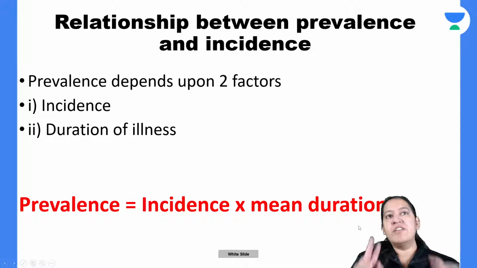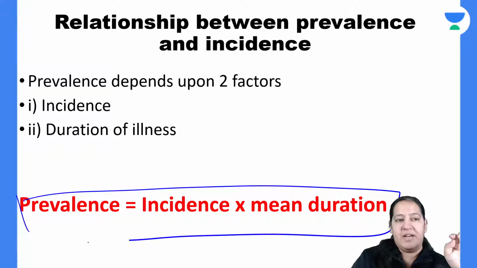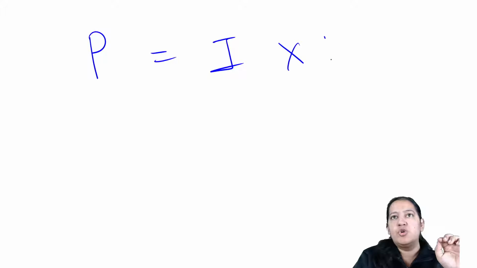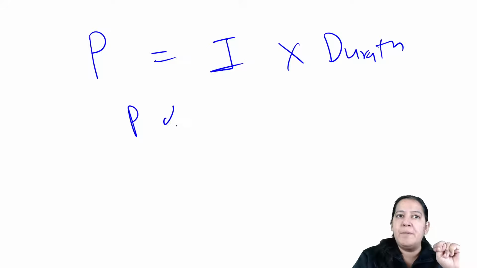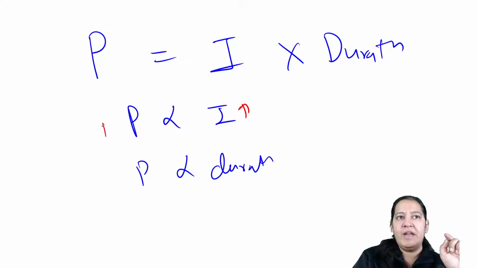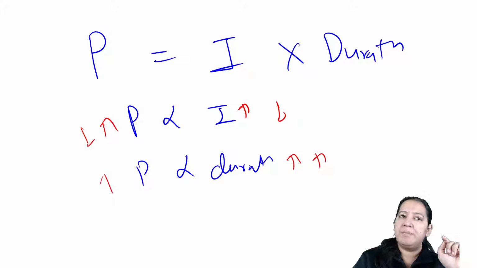After that, we covered the relationship between them. Prevalence is equal to incidence into duration of the disease. So prevalence is directly proportional to incidence and directly proportional to duration. If you increase the incidence, prevalence will increase, and if you decrease it, prevalence will decrease. Same with duration: if you increase the duration, prevalence will increase, and if you decrease the duration, prevalence will decrease.